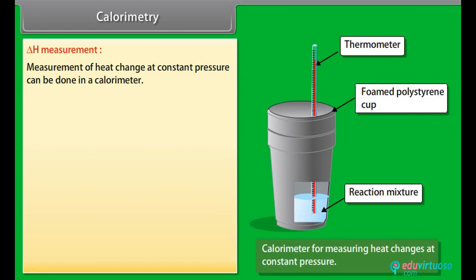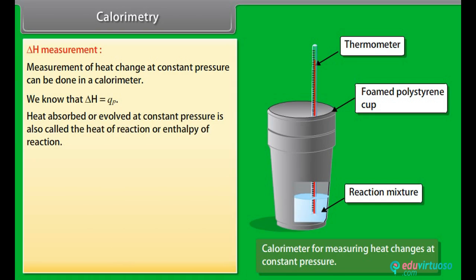Delta H measurement. Measurement of heat change at constant pressure can be done in a calorimeter. We know that delta H is equal to QP. Heat absorbed or evolved at constant pressure is also called the heat of reaction or enthalpy of reaction.